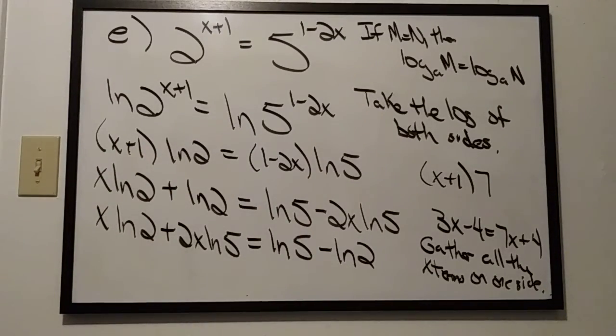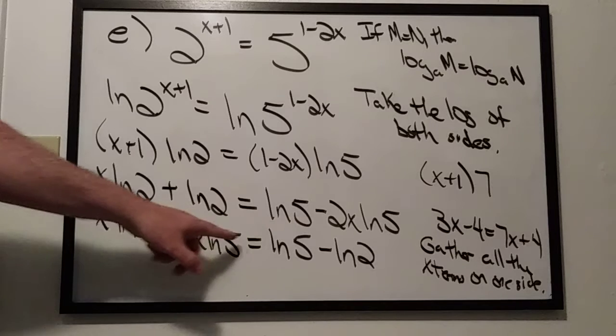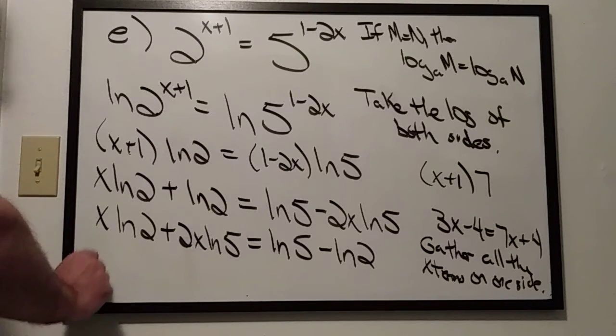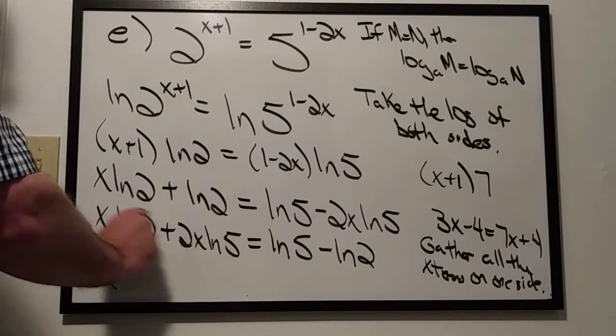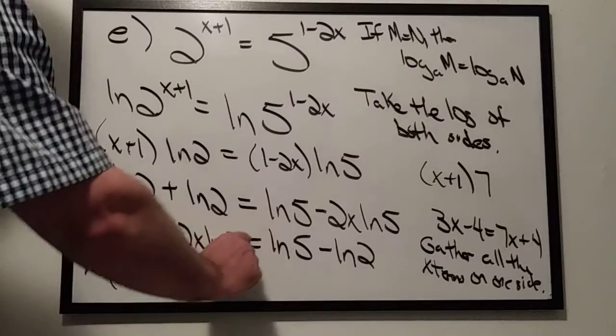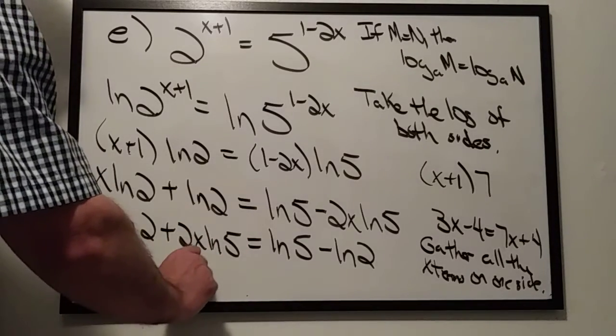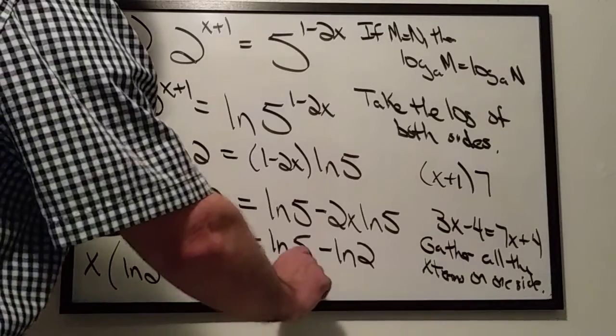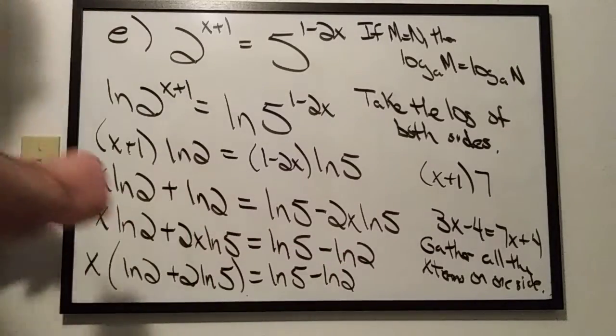Now that we have this, once again, you should always step back and ask yourself, what did that do for us? Everybody on the left-hand side now involves x. And because everybody on the left-hand side involves x, we can factor out that x. So if I factor out that x, we're going to have x times, x is gone, so the only thing that's left in the first term is natural log of 2. x is gone from the second term, so the only thing that's left there is 2 times the natural log of 5. And our right-hand side is natural log of 5 minus the natural log of 2.